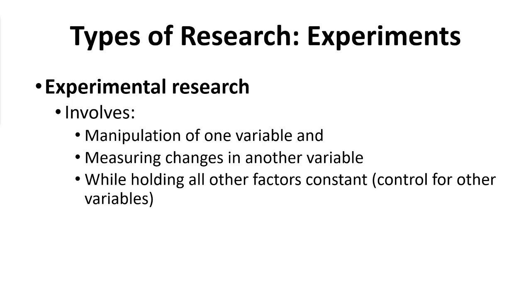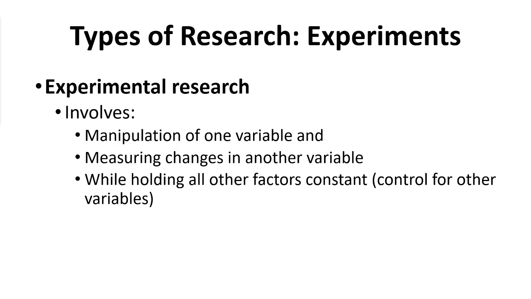Experimental research is going to be different from both descriptional and correlational research because in this case we're going to involve manipulating a variable. We're not just measuring variables in an experiment, we're actually manipulating at least one of the variables, and we're still going to be doing some measuring, but we're going to be trying to measure the changes in another variable that have been caused by that manipulation. And the third thing that we need to keep in mind, in addition to manipulating one variable, measuring another, is that we're doing this all while holding other factors constant. We're trying to control for other variables.